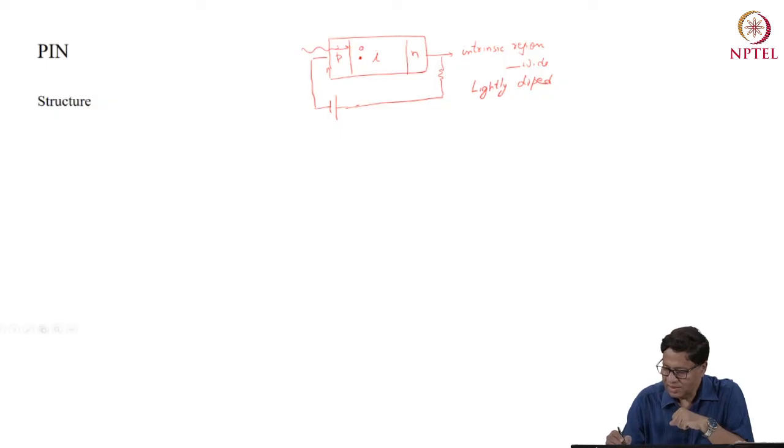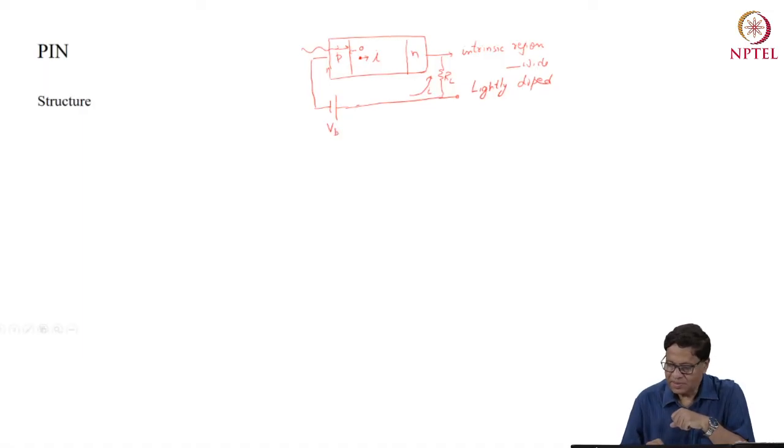The current: the hole will go in this direction, and the electron will go in this direction. Under the influence of reverse bias, there is a drift current which flows across this device, and this passes through a load resistor, which is RL, and you get a voltage across RL. This is the bias part. Let me denote this as VB.